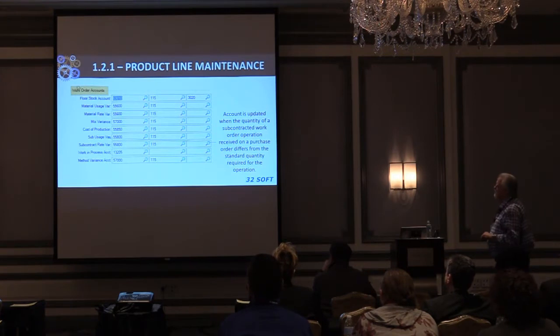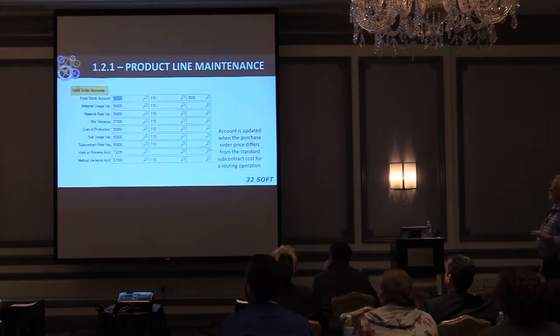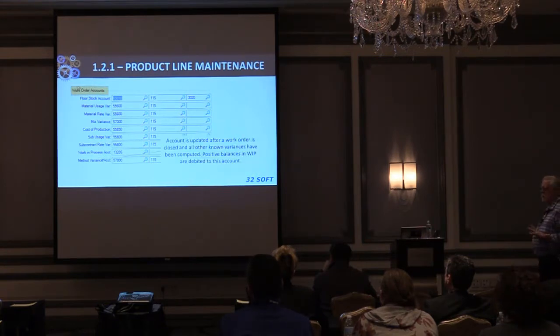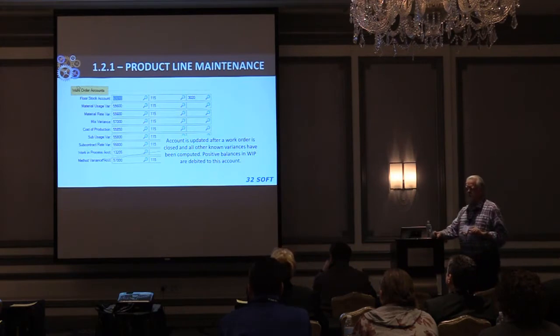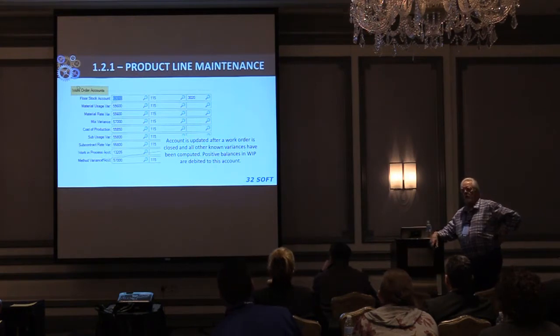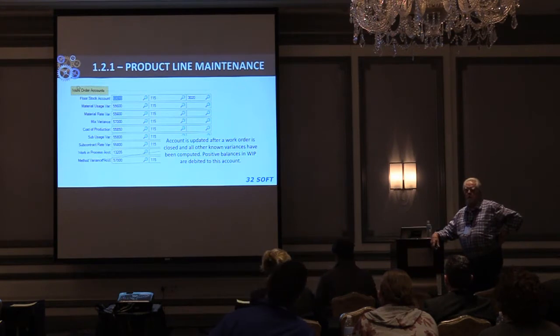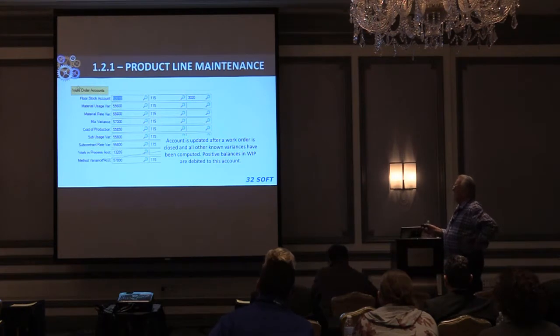Then subcontract usage variance, subcontract rate variance, work in process, and then finally, the biggest bugaboo, method variance. And as Alex had mentioned, we normally do a webinar once a month. And in April, I was planning to do an inventory accounting webinar. And in that, we'll talk about this method variance and where it comes from and how you might deal with it, those kinds of things.